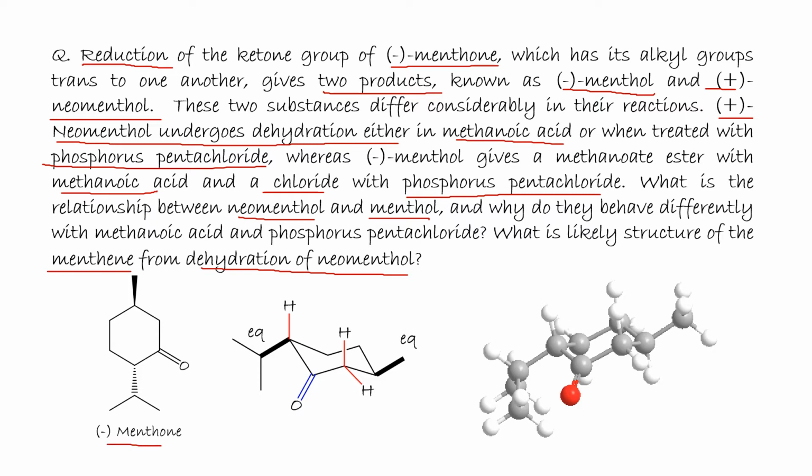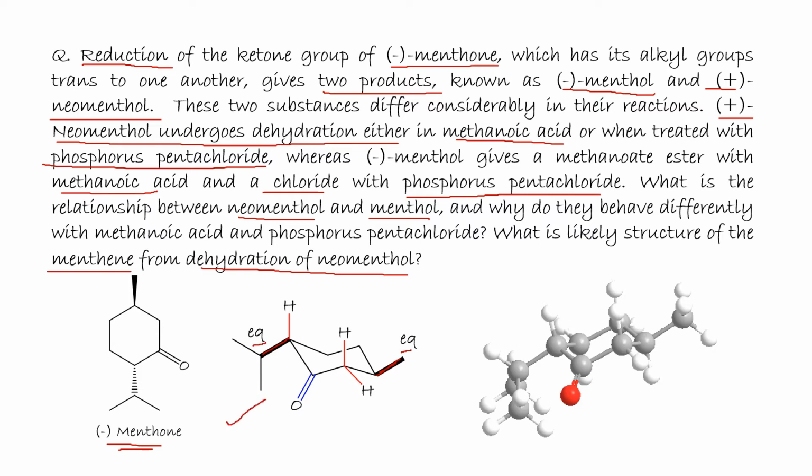Here is the structure of menthol, where we have methyl and isopropyl trans to one another. Drawing the structure of negative menthone in 3D in the chair form, we have to put the alkyl groups in equatorial position. Yes, this is up equatorial, and this is down, trans to one another, equatorial. So this is the structure.